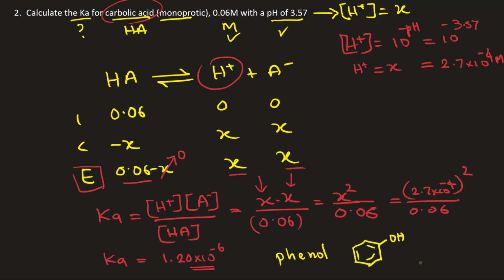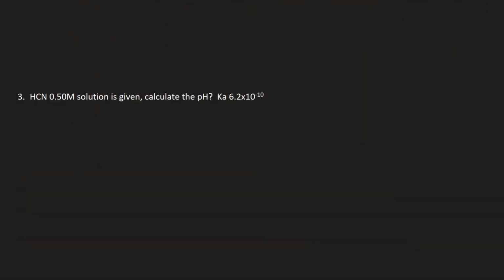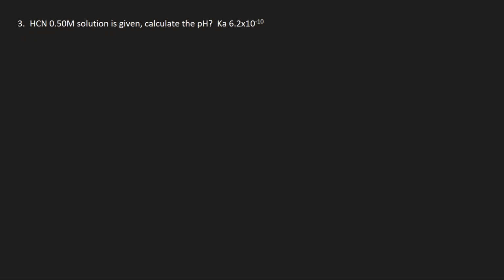Phenol looks like this, benzene and the OH. And remember, this OH is not a base, right? This breaks into O minus and H plus. That's why it acts like an acid, a weak acid. So not a base, because to be a base, you need a metal cation, right? Okay. The next question.